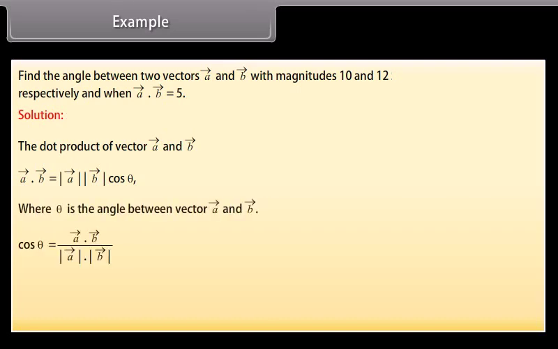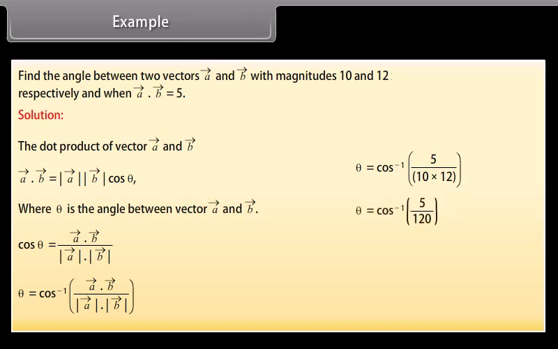Cos theta is equal to the dot product of vectors A and B divided by the magnitude of vector A into the magnitude of vector B. Theta equals cos inverse of the dot product of A and B over magnitude of A into magnitude of B. Theta equals cos inverse 5 by 10 into 12. Theta equals cos inverse 5 by 120. Theta equals cos inverse 1 by 24. Theta equals cos inverse 0.04167. Theta is equal to 87.61 degrees.